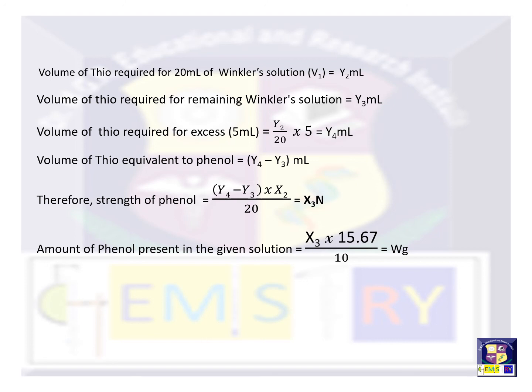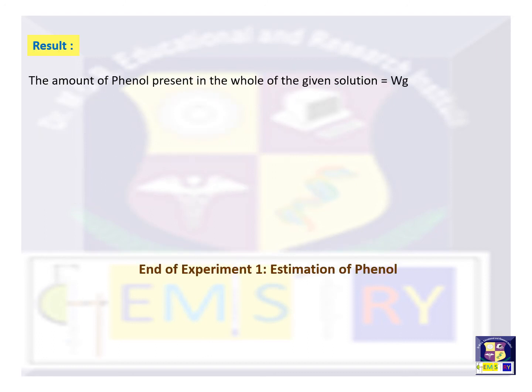Since we already know the equivalent weight of phenol is 15.67, the strength of the solution times 15.67 divided by 10 will give us the amount of phenol present in the given solution, and that is represented here as W grams. After finding out the amount of phenol present in the given solution, the result is written as: the amount of phenol present in the whole of the given solution is equal to W grams. This W is the calculated value from the titer values we obtained.